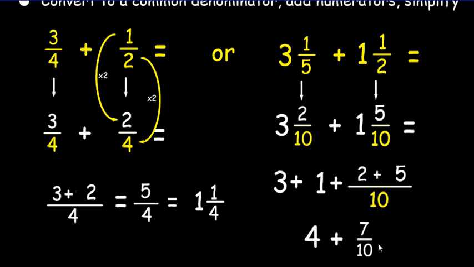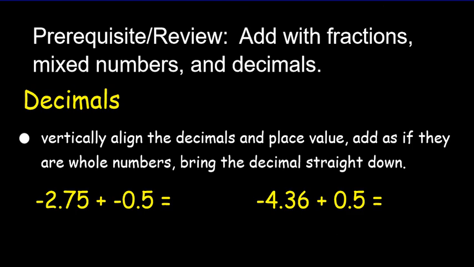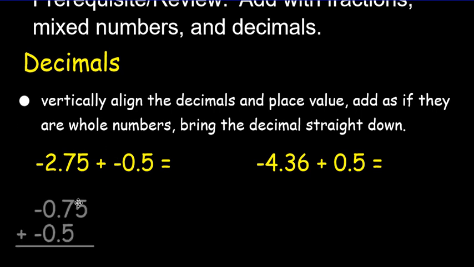Finally, we can simplify to get our answer of 4 7/10. Let's look at decimals. With decimals, we need to remember to vertically align the decimals and place values, and then add as if they're whole numbers. Bring the decimal straight down in your answer. So the first thing we need to do is vertically align them.